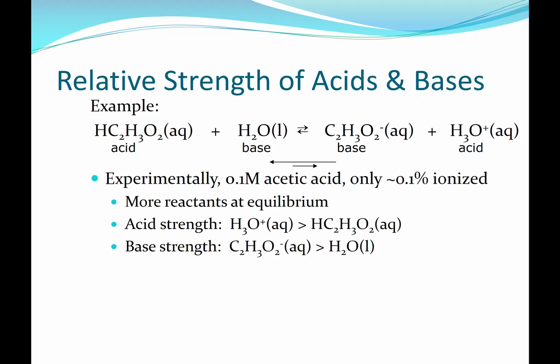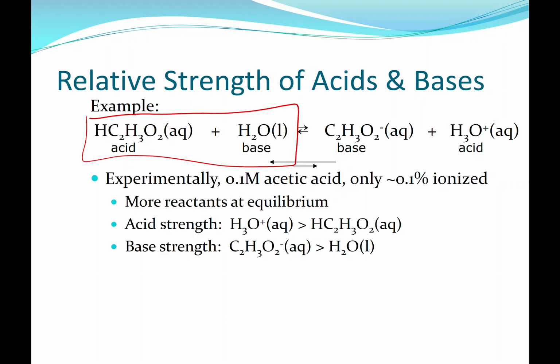And so if we do the experiment here and measure which form the acid-base pair of the acetic acid and the acetate is in, what we end up finding is that if we have 0.1 molar acetic acid, only about 0.1% of it is ionized. And so we mostly have reactants when we come to equilibrium. And so what that tells us, again, remember the equilibrium is going to lie in the direction of the weaker acid and the weaker base.